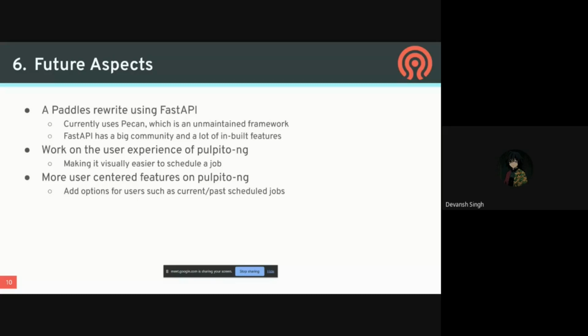And other than that, we can add more user-centered features on Pulpito NextGen. So what I was thinking was we can add options for users so that they can see their current jobs and the scheduled jobs and their past scheduled jobs, so that they don't have to go down the queue every time to see what jobs they have scheduled. And this will make it easier for them to see the results of the jobs. And if they want to kill, they can directly kill it. So that was it for the presentation.